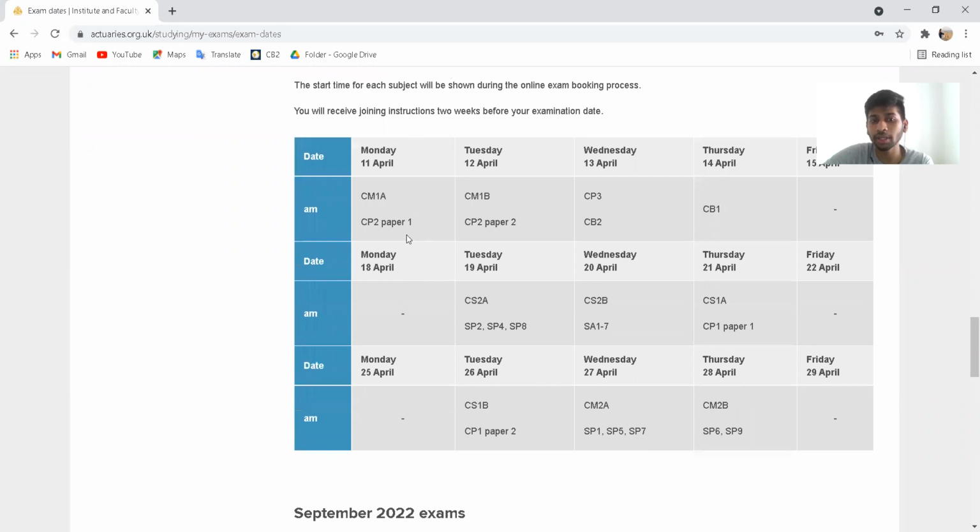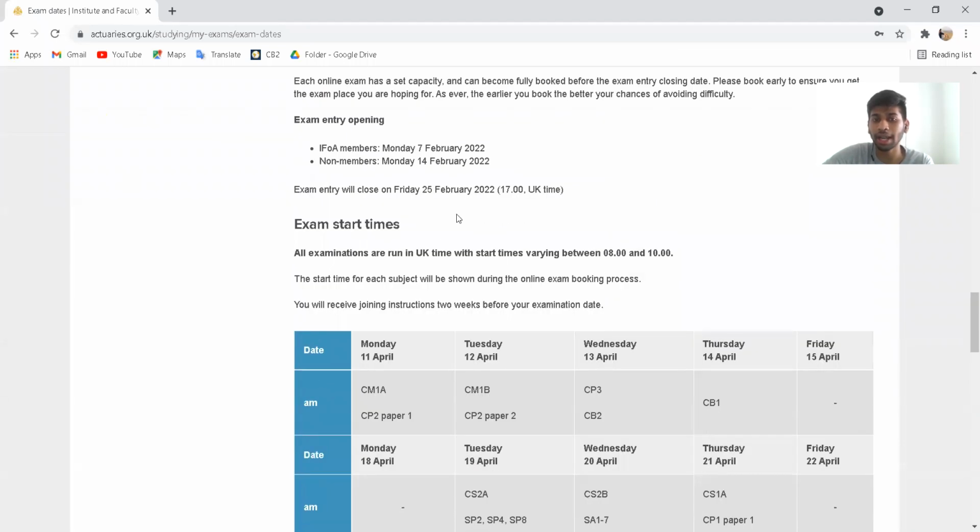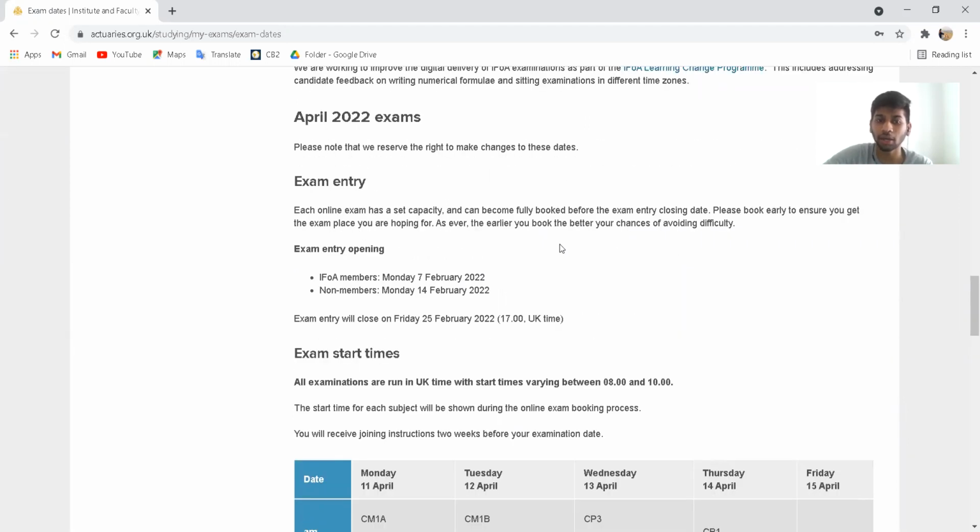Exam times. Okay, so first of all, it's Monday 11th April, CM1A, the A paper. Tuesday 12th April, CM1B, the B paper. And the start timings are in UK 8 to 10, so it may vary. We'll discuss this when the start timings are officially out.